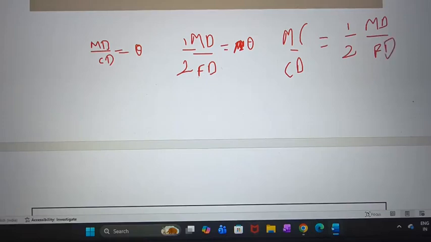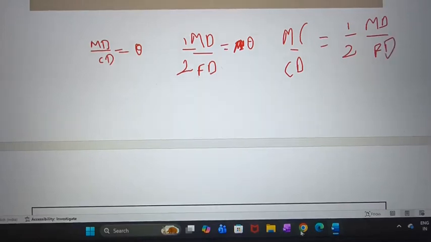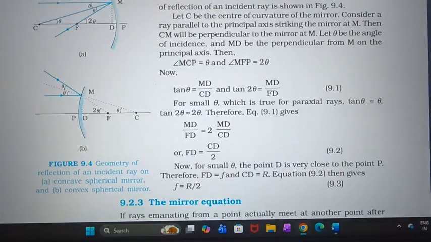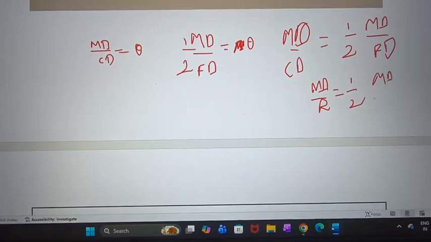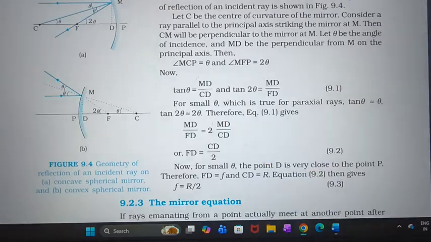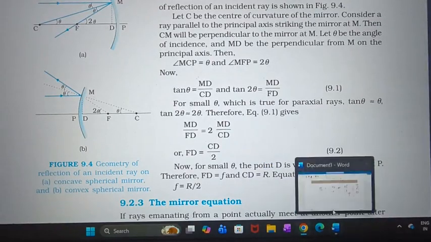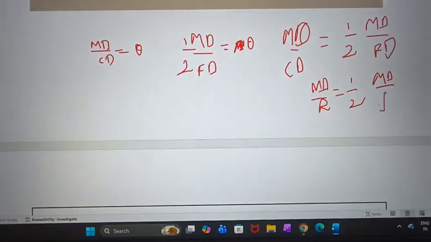Now, what is CD exactly? If you see over here, CD is nothing but the radius of curvature. So instead of CD, you can put R. So MD upon R will be equal to half MD upon FD. Now what is this FD? If you look over here, FD is nothing but the focal length, between the principal focus and the pole. So over here, the focal length will be represented like this.